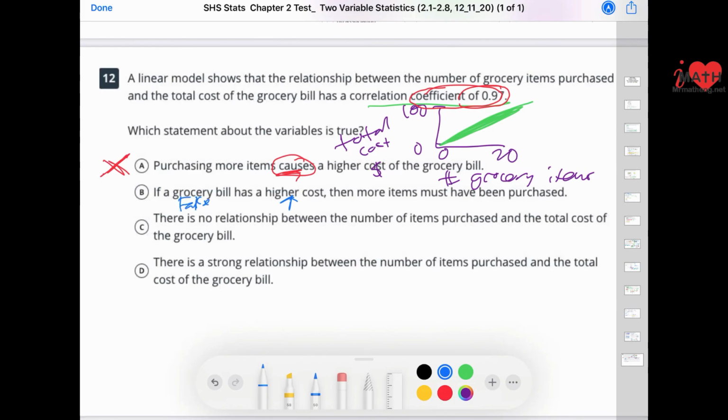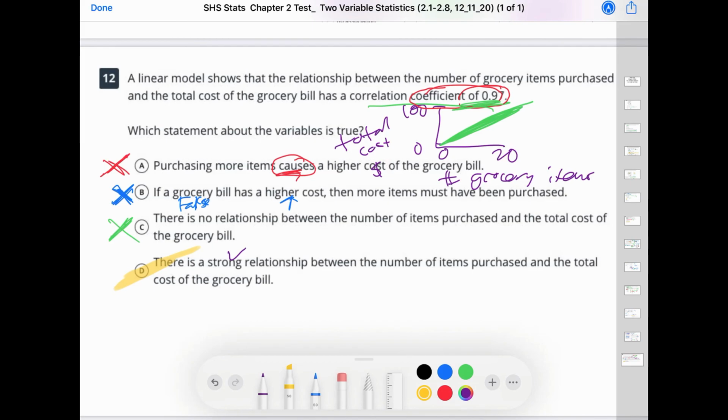Because you might go to the grocery store like I did around Thanksgiving and want to buy steaks, and they were crazy high. So just because you buy a lot of items, or you buy lobster, that's not the case. C: There is no relationship between the number of items purchased and the cost. No, we know that because we have r equals 0.97. And D: there is a strong relationship, I like the word strong, between the number of items purchased and the total cost of a grocery bill. Yeah, that's it. Number 12 is D.